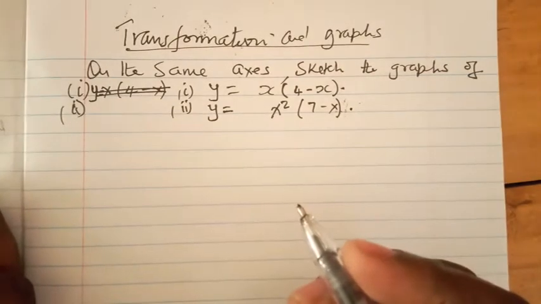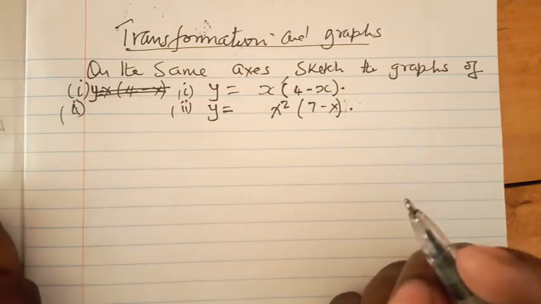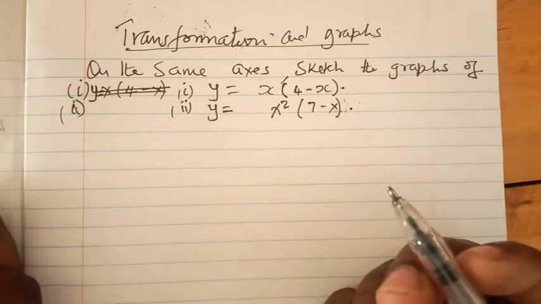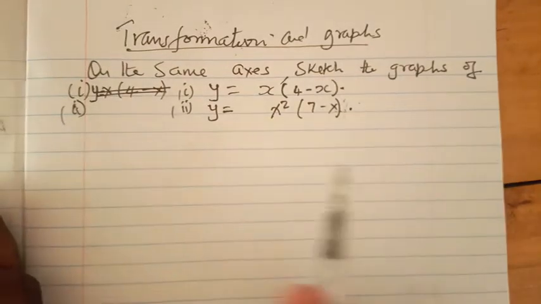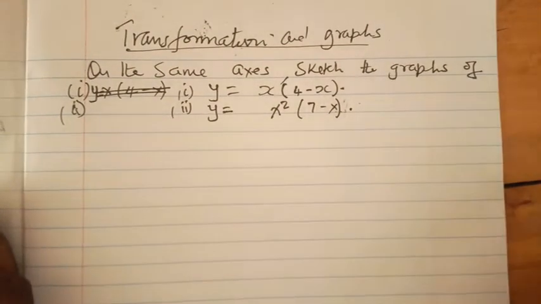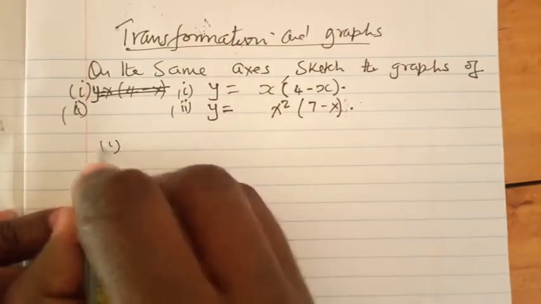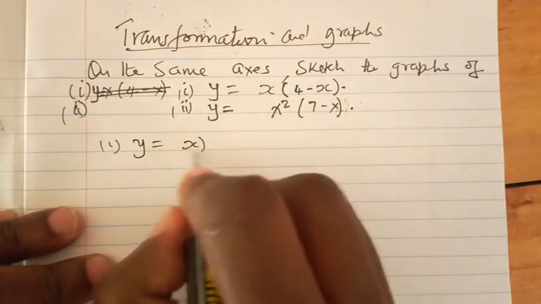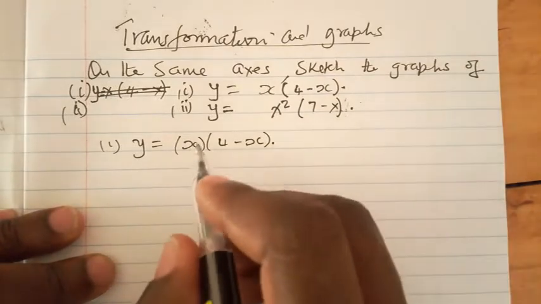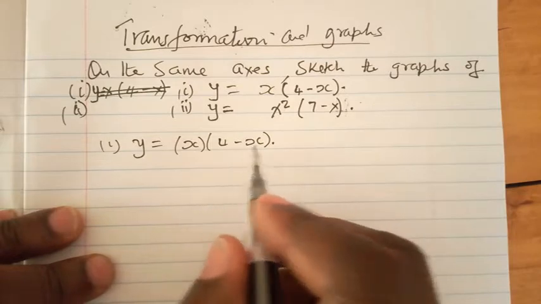And today I just want to respond to a question from a student, Hatim from MSB Nairobi, and he's requesting me to sketch on the same set of axes the graphs shown below. And you realize that if you take the first one, which is y = x(4 - x), you will realize that it is completely factorized into two brackets.